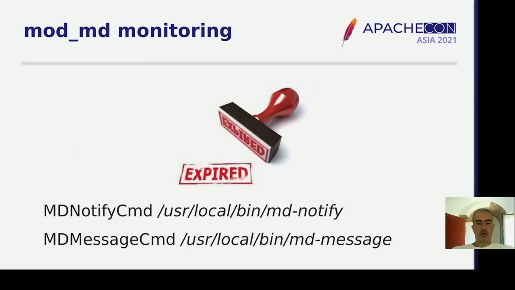About monitoring, there are also a couple more configuration commands that are very interesting, which is MD notify CMD, and in the latest versions, MD message CMD. Those commands are very similar, and are scripts that you must write that accept an action and a domain name as parameters. MD message CMD covers all features of MD notify CMD and more. You could, for example, write a simple script that mails you when any action happens on any domain. So you will, for example, receive an email that a particular domain has been renewed, has been OCSP renewed, or it's going to expire, or there's an error, and so on. Or, well, you can write whatever you want at this stage.